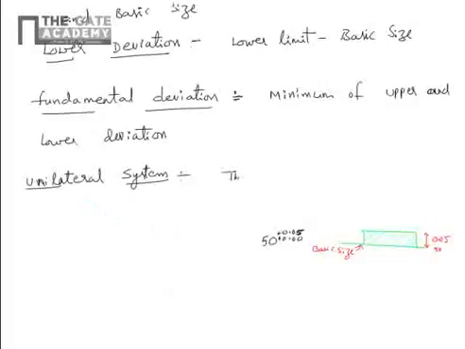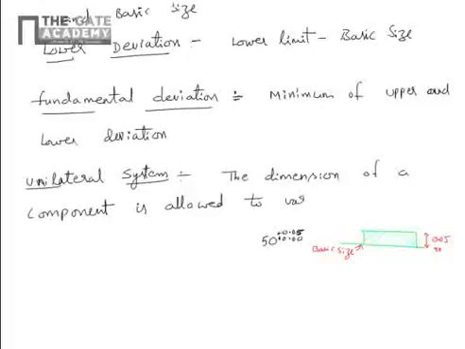So the dimension of a component is allowed to vary only on one side of basic size. It is called unilateral system.